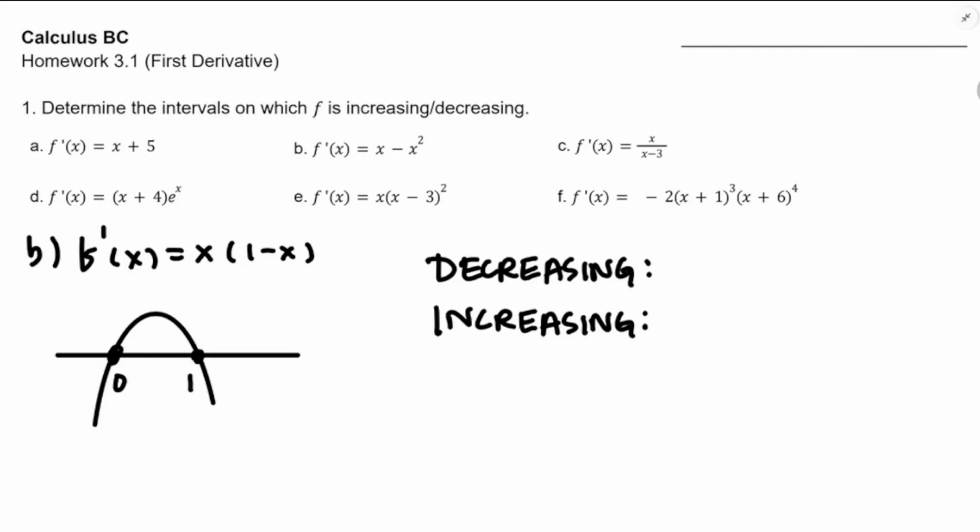And so that's a sketch of the graph, and I could say, all right, well, f is going to be decreasing where its derivative is negative. This is a sketch of its derivative. So that's going to be when x is less than 0 and when x is greater than 1. And f would be increasing where its derivative is positive, where x is between 0 and 1.